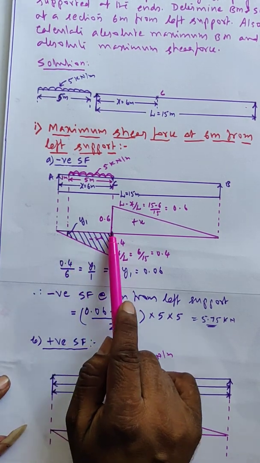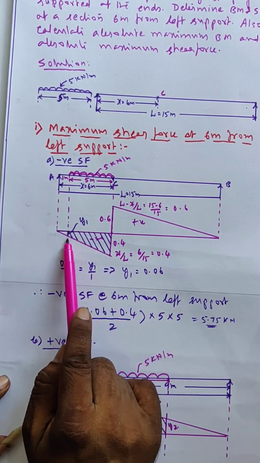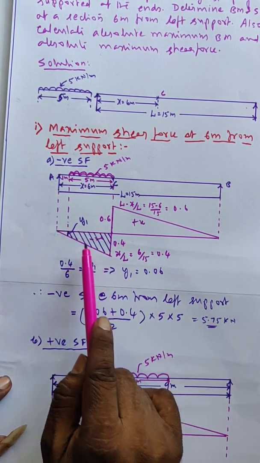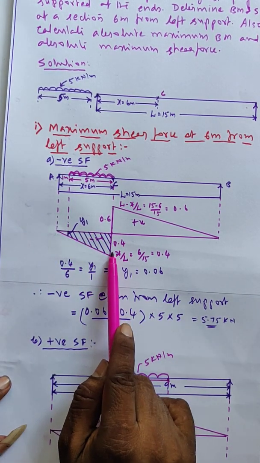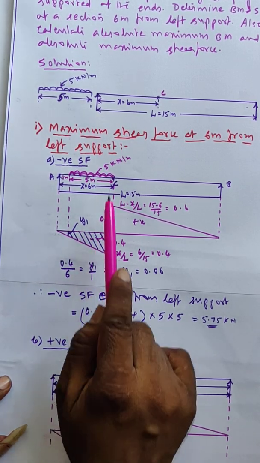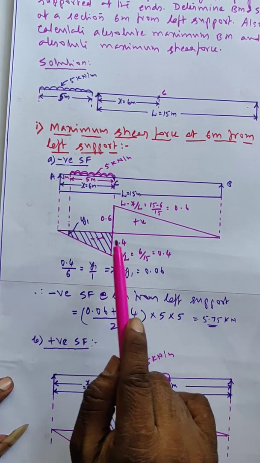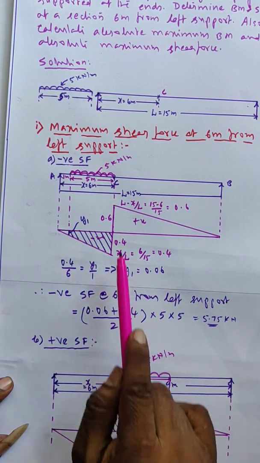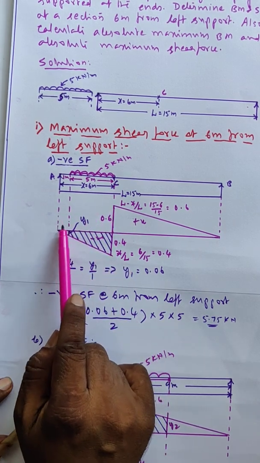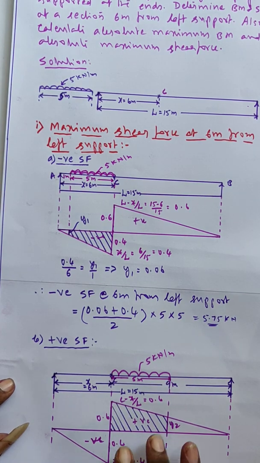So Y1 we have to calculate from the similar triangle property. 0.4 divided by 6 equal to Y1 divided by 1. From this one Y1 I got 0.06. Now negative shear force is area. Y1 plus 0.4 by 2 means average height I am getting, into length it will give the area of this diagram, into intensity it will give you the force. Therefore negative shear force at 6 meter from left support equals 0.06 plus 0.4 by 2 into length of this is 5 meter, remaining is 1 meter, 5 meter into intensity is 5. I am getting 5.27 kilonewton.